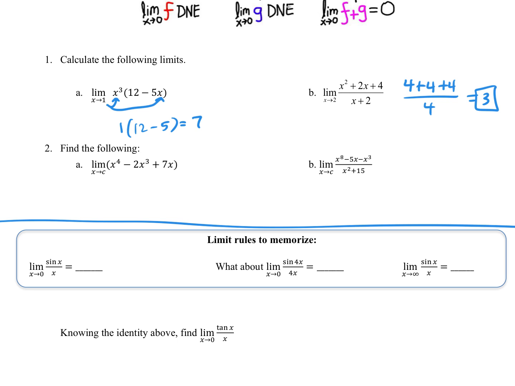If we look on a graph, boom, this graph has the point when x is 2, my y is 3. Could I just plug in a c? Sure, what would that be? You got it. Seems a bit redundant, right? So just knowing whatever it is, we can plug it in. C to the 8th minus 5c minus c cubed over c squared plus 15. A bit redundant, but it's helpful.